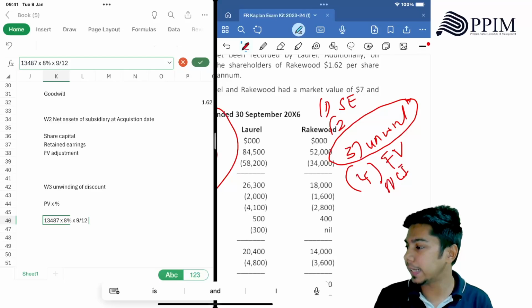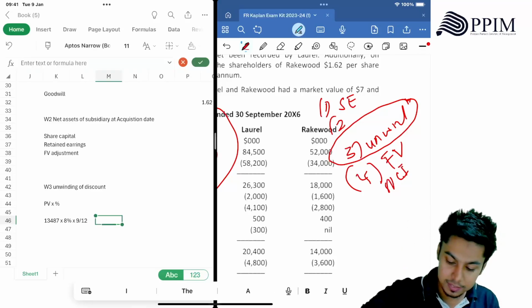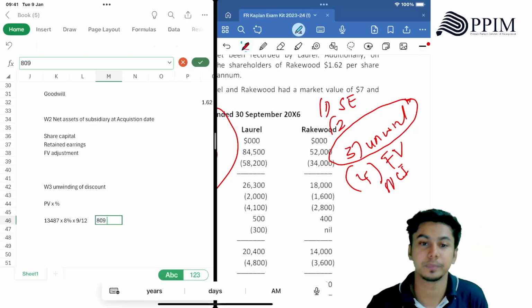Right, people are getting 809.2. Shall we, guys, take it as 809? Okay, start marking, guys, over there. The answer is 809.